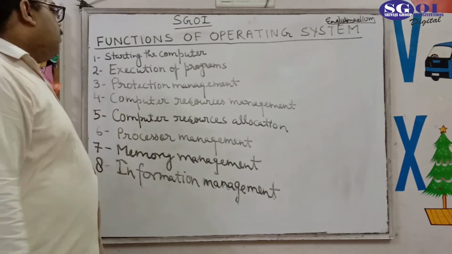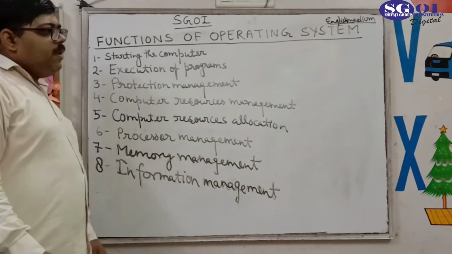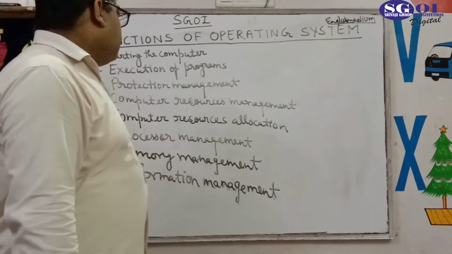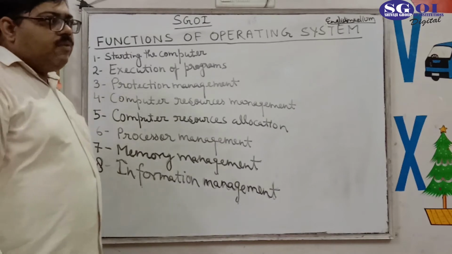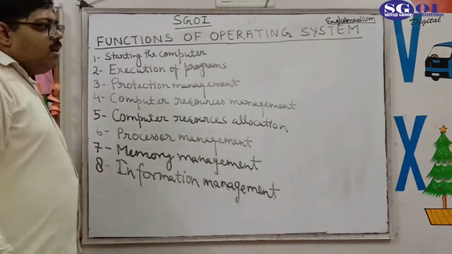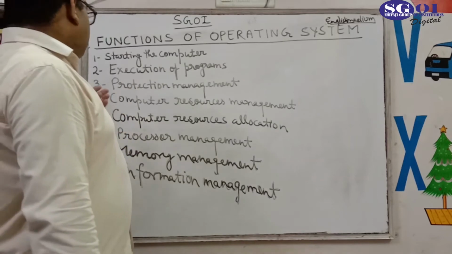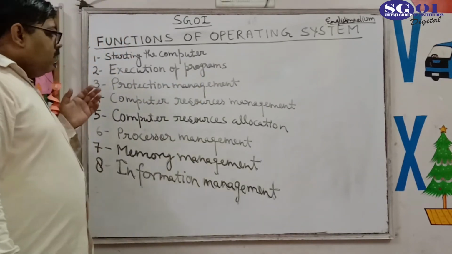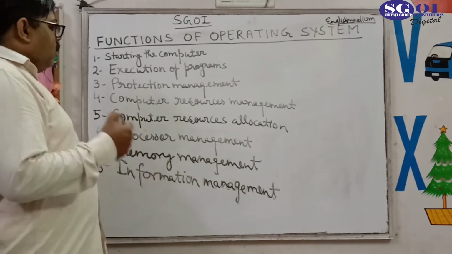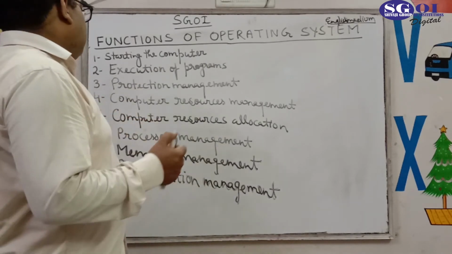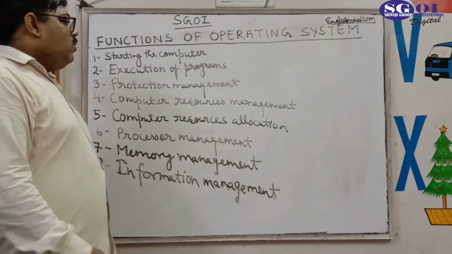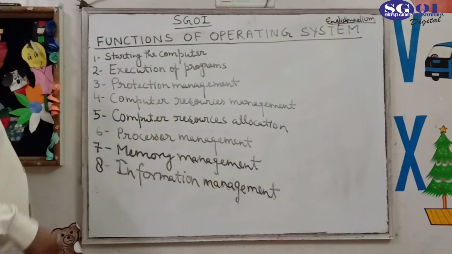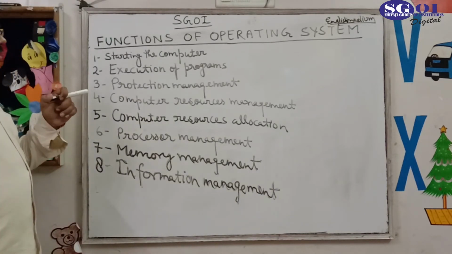Then the next is protection management. Protection management means protecting our computer or our system. For protecting our computer or system, we use firewalls, passwords, and user IDs. So we use user ID and password with the help of the operating system. We can go for security management, where we can turn on our firewall to protect from viruses and other unauthorized users.